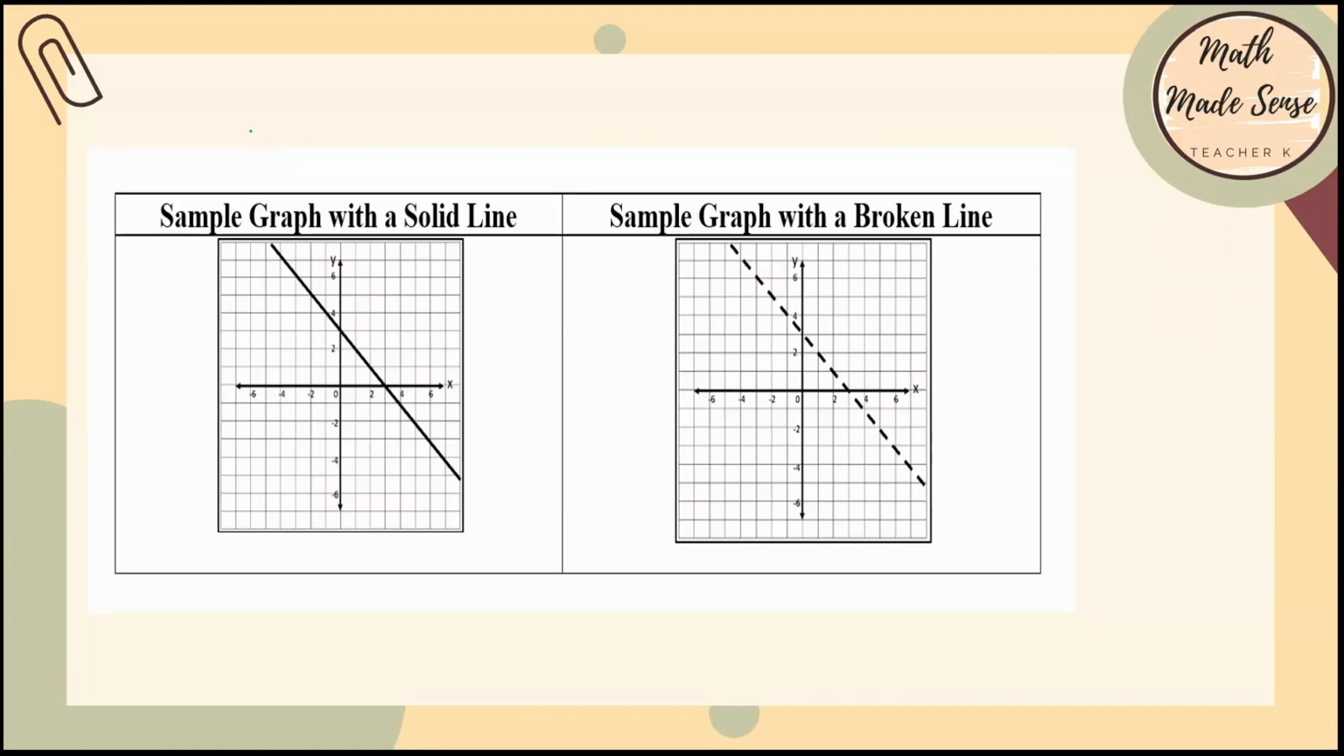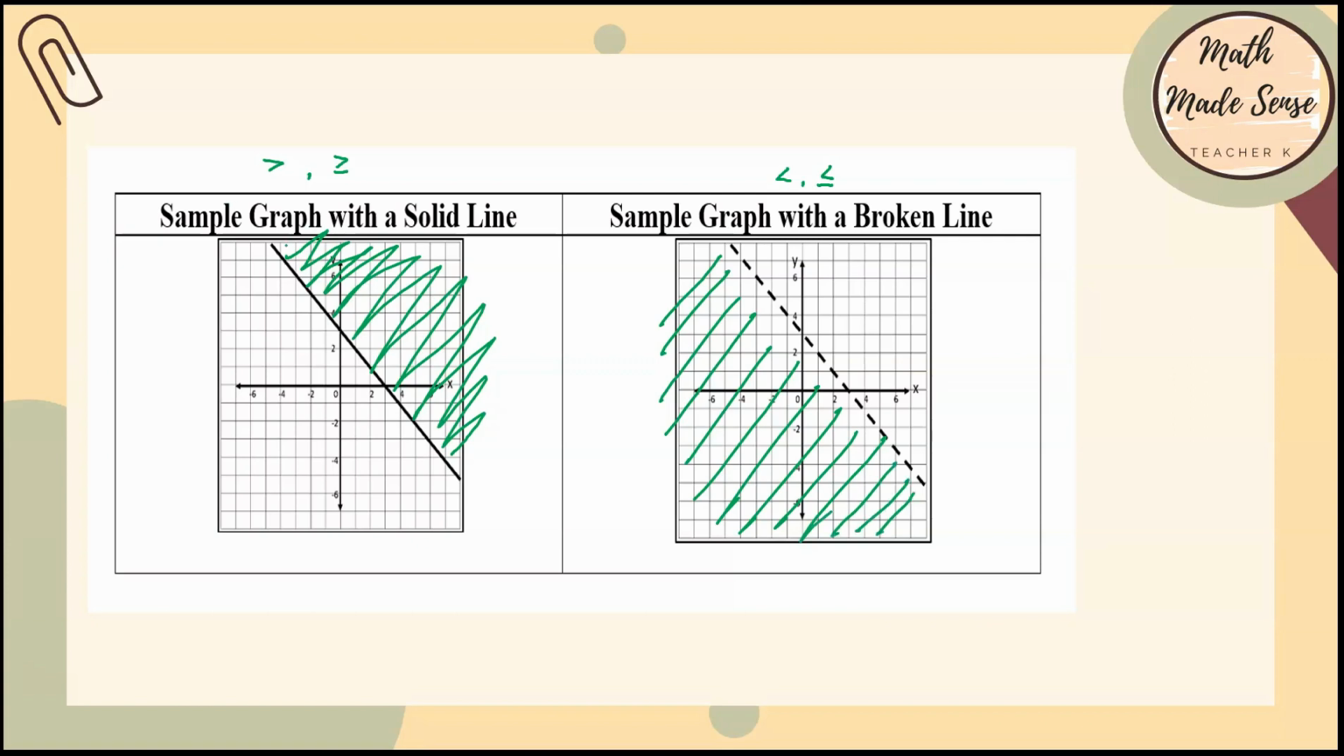This is a sample graph with a solid line. If the inequality contains a greater than or equal to symbol, we need to shade above our plane divider. The second graph is a sample graph with a broken line. And if this inequality contains the less than or equal to symbol, then we need to shade below the inequality sign.